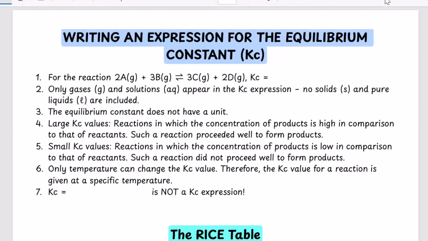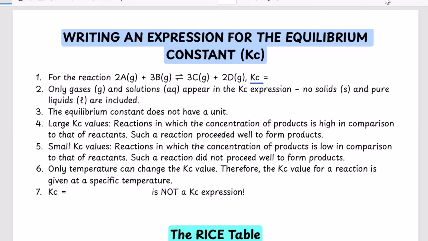Okay. So number one there, for the reaction, we are given a hypothetical reaction of 2A, which is a gas, plus 3B, which is also a gas, to give us 3C gas plus 2D gas. In this case, we're asked to write the Kc expression.